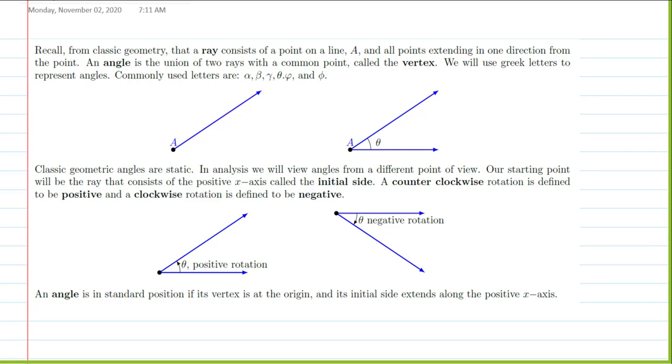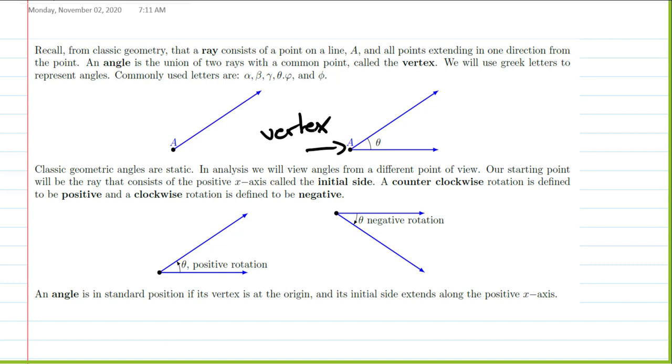All right, so recall from classic geometry that a ray consists of a point, so like this, and all points extending in one direction from that point. An angle is the union of two rays with a common point called the vertex. So here, A would be our vertex.